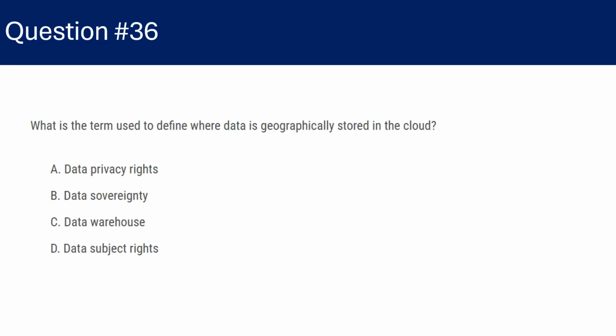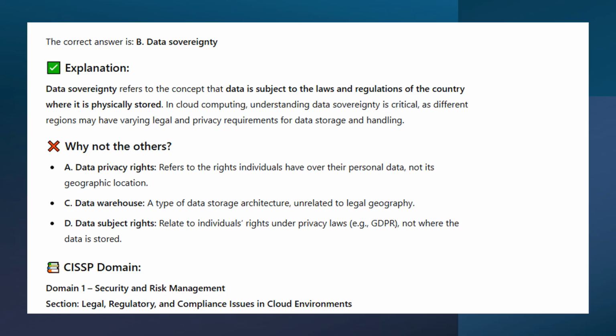Question 36. What is the term used to define where data is geographically stored in the cloud? A. Data privacy rights. B. Data sovereignty. C. Data warehouse. Or D. Data subject rights. The correct answer is B, data sovereignty.